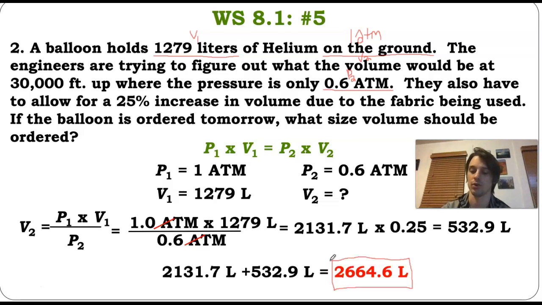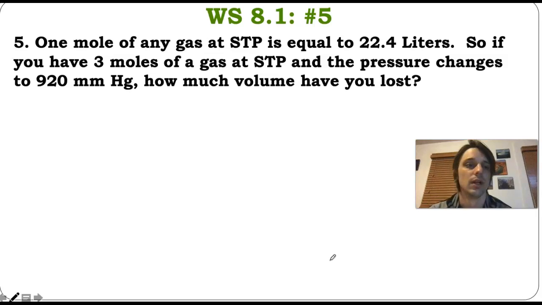I'm going to walk you through one more. All right, so number 5, 1 mole of any gas at STP is equal to 22.4 liters. If you have 3 moles of a gas at STP and the pressure changes to 922 millimeters of mercury, how much volume have you lost?